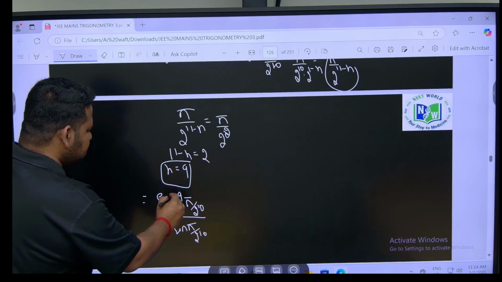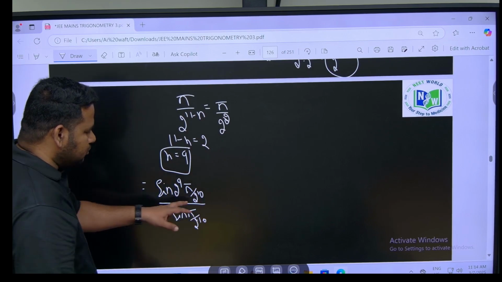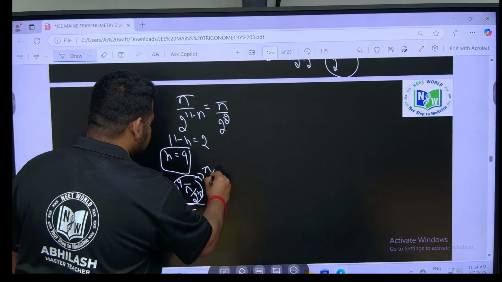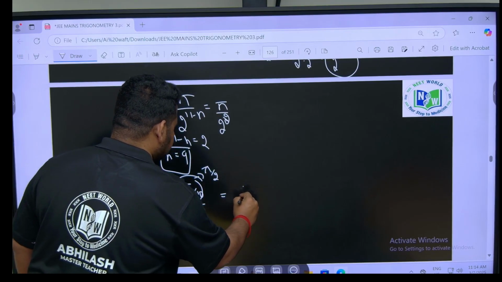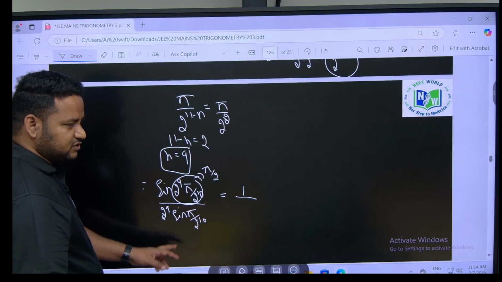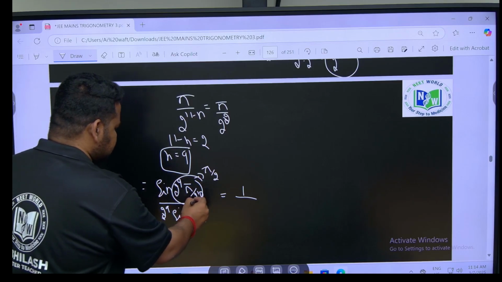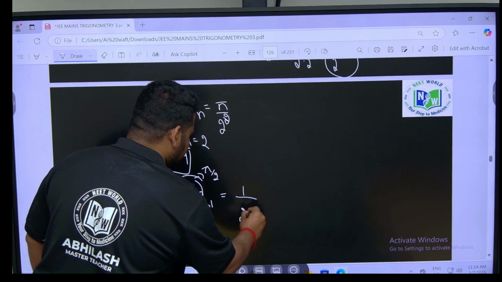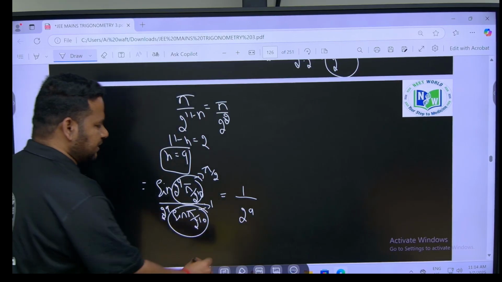Now this 2 to the power of 9, here we have 2 to the power of 10. So this complete will be equal to pi by 2. This is nothing but, numerator will be equal to 1. Here also pi by 2 into 2 to the power of 9. Sine of pi by 2 is nothing but equal to 1. So this complete, this also will be equal to 1. So you will get it as 1 by 2 to the power of 9.